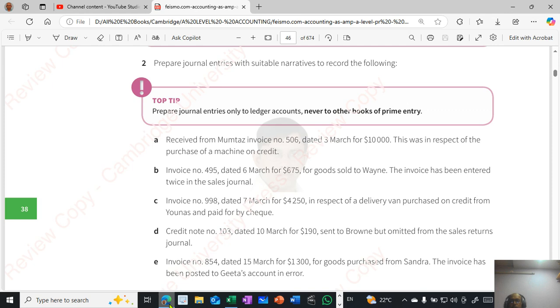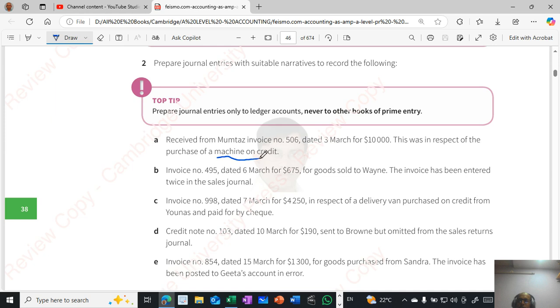This was in respect of the purchase of a machine on credit. Machine is an asset, so it is not purchases. It will not be recorded in the purchases account because it is not purchase of merchandise. So it will be recorded in the journal.